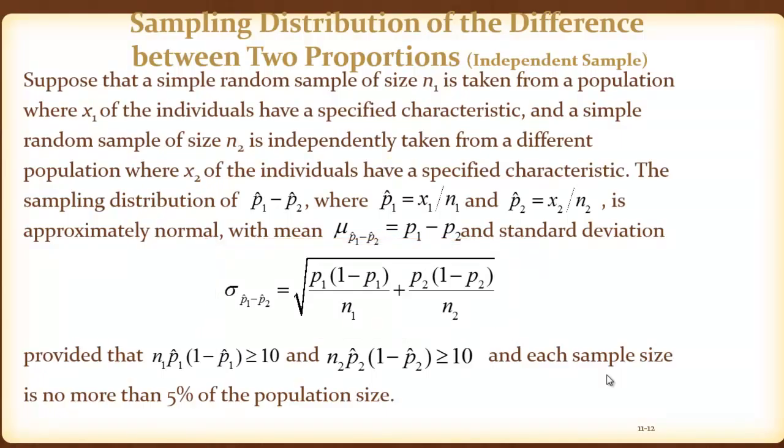It's going to be normal provided n1 times p hat 1 times (1 minus p hat 1) is at least 10. That's our normal condition for the distribution of p hat to be approximately normal. And then n2 times p hat 2 times (1 minus p hat 2) is also at least 10. And then lastly, each sample size can be no more than 5% of the population size. So notice your model conditions are pretty much the same as they were for a single proportion, right? Our mean and standard error are a little bit different.